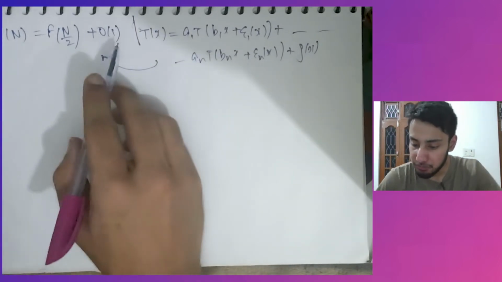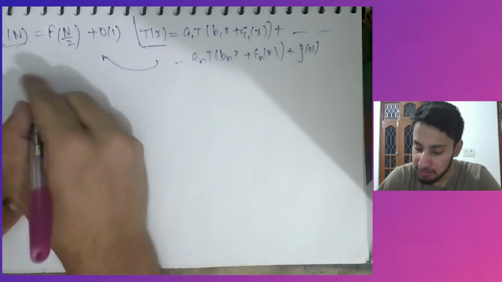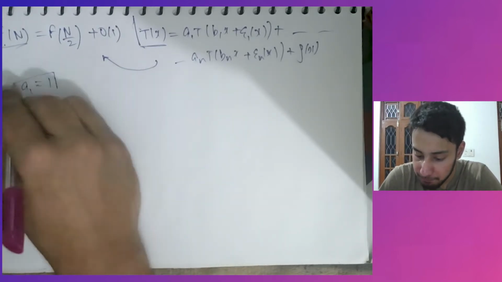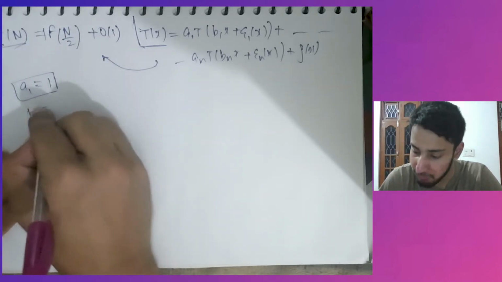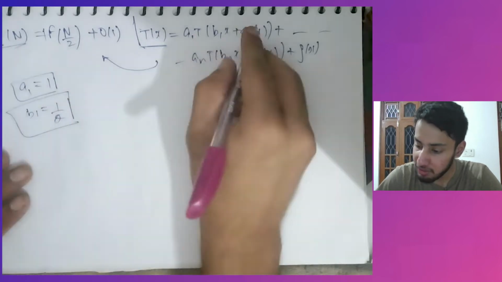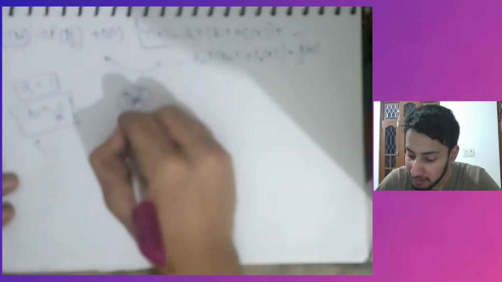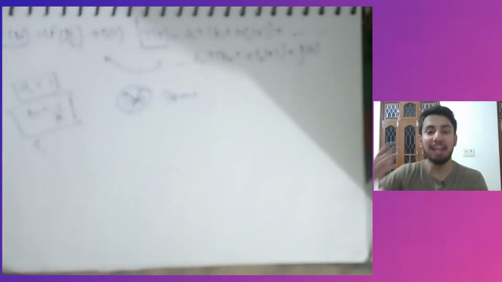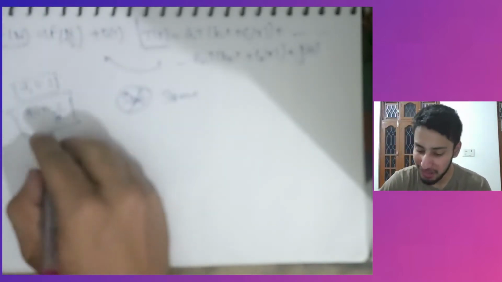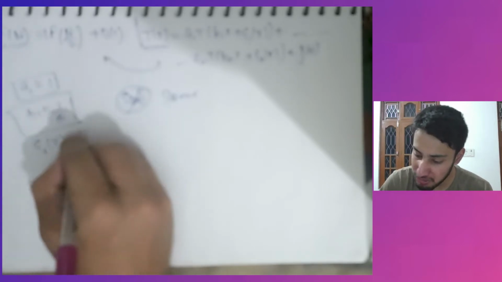Got it? So f of n is T of x. What is a1 here? a1 is equal to 1 because it is 1 into f of n by 2. What is b1 here? b1 equals 1 by 2. What is some function of x? Some function means any function of x. So what is the some function of x? Equal to 0.